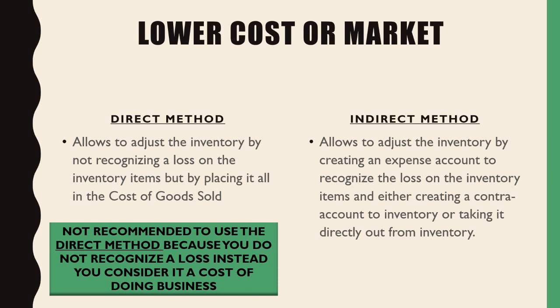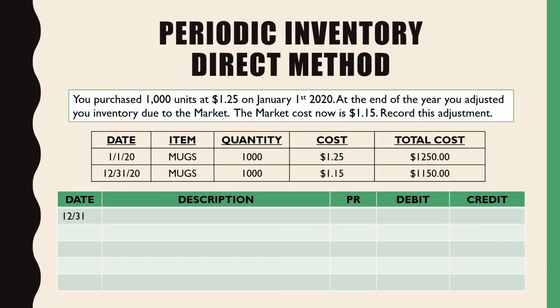Now, what does it mean? In this case, the direct method is where you're directly taking it off from the inventory and placing it into cost of goods sold, right? Where the indirect method allows you to create an account for you to, instead of taking it directly out from inventory, just move it into a corresponding or a contra account. So, straightforward, right, direct and indirect method. Now let's go ahead and take a look at what it looks like if we use the direct method, okay?